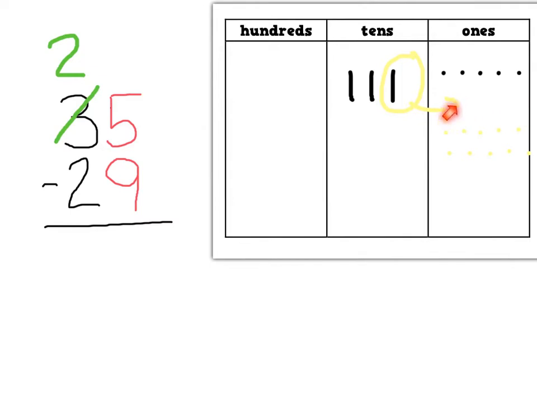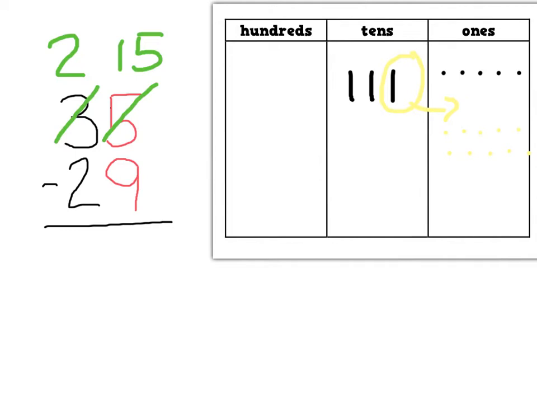I know I have 10 right here. So counting on, I have 11, 12, 13, 14, 15. I need to show that in my ones place. So I change my 5 to 15. Now I can go back to my ones place. 15 minus 9. There's more on the top, no need to stop.